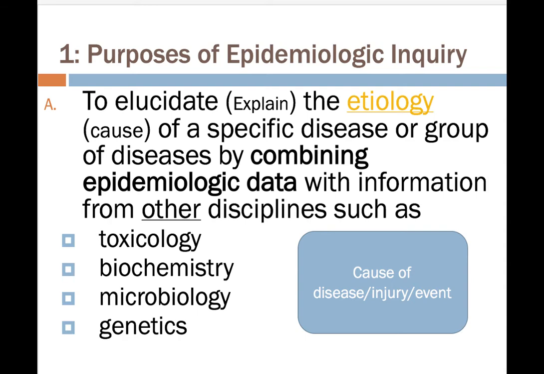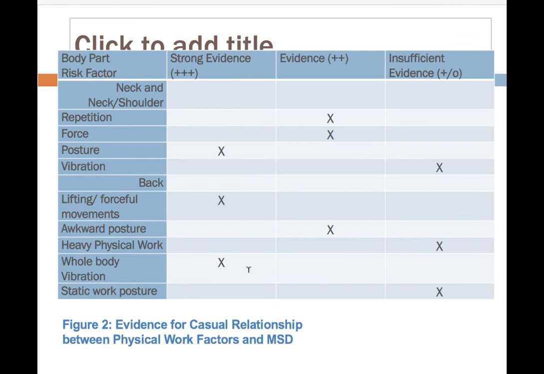The first one is to explain the etiology of a disease or a group of diseases by combining epidemiology data with other forms of data. So toxicology, which you're used to in occupational studies, biochemistry, microbiology, and genetics. So epidemiology helps to add to that preponderance of research that there is some form of cause and effect relationship, or that somebody's exposure is likely to cause a certain disease, or that a protective mechanism, wearing a respirator, actually makes a difference.